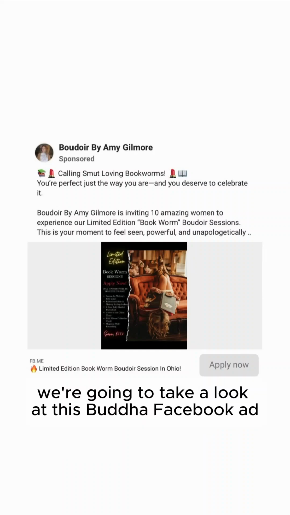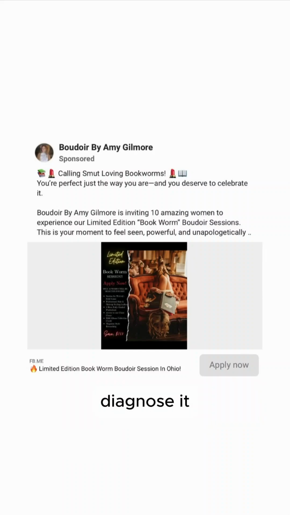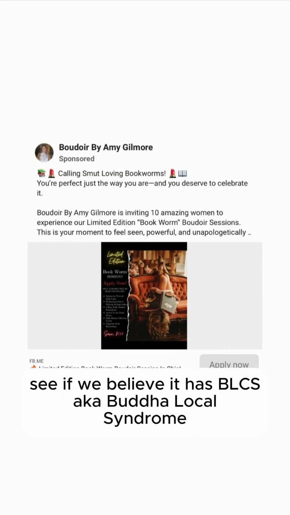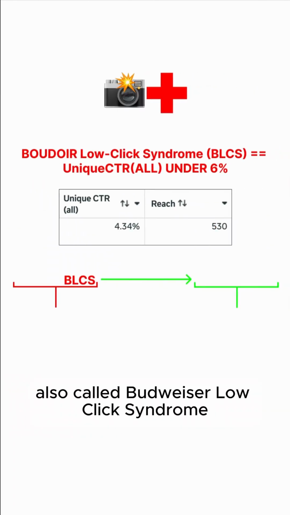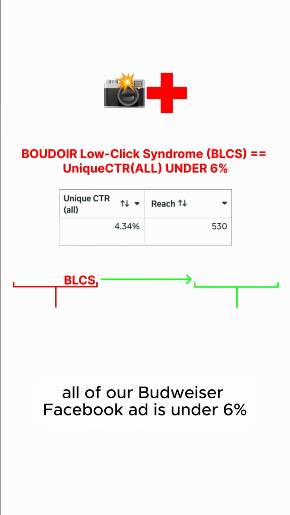All right, we're going to take a look at this Boudoir Facebook ad, diagnose it, see if we believe it has BLCS, aka Boudoir low click syndrome. BLCS, also called Boudoir low click syndrome, is when the unique CTR all of our Boudoir Facebook ad is under 6%.